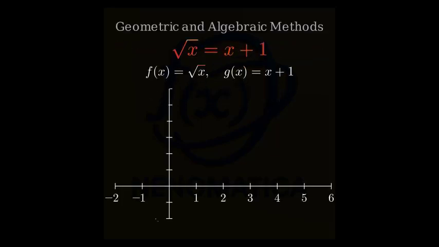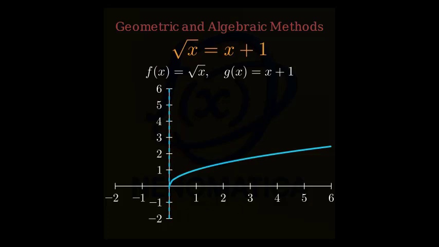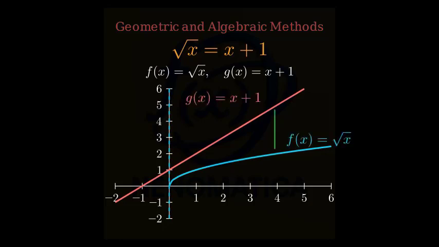Let's draw coordinate axes. Now plot f of x equals square root of x, which starts at the origin and curves upward. Next, plot g of x equals x plus 1, a straight line with slope 1 and y-intercept 1. We'll label both graphs. Notice on the domain x greater than or equal to 0, the red line g is always above the blue curve f, so the two graphs never meet. That means there is no real x where square root of x equals x plus 1.